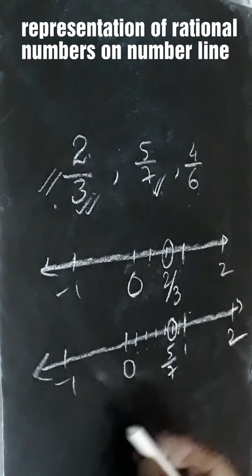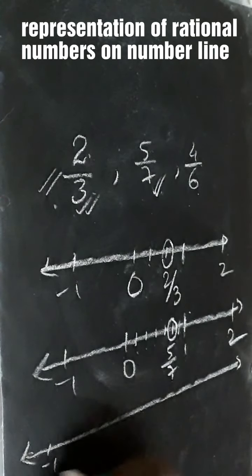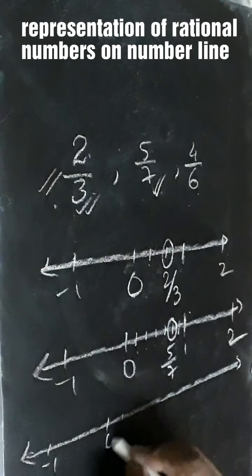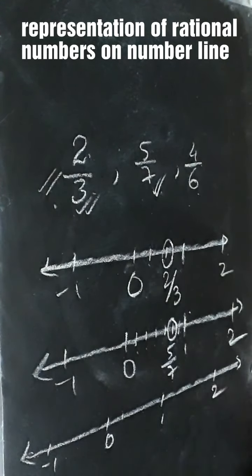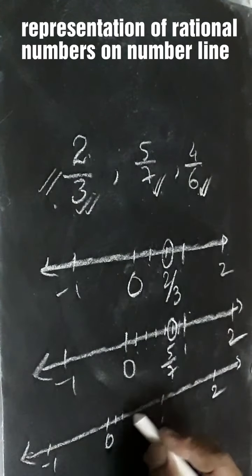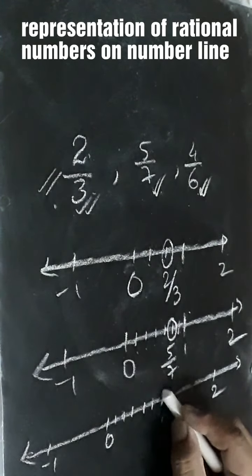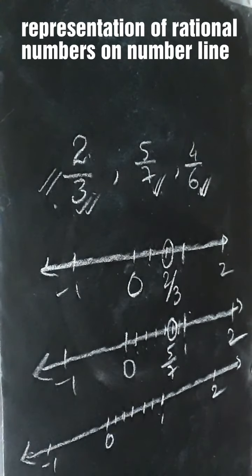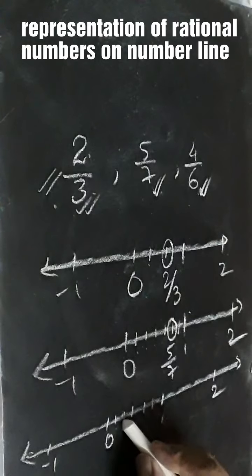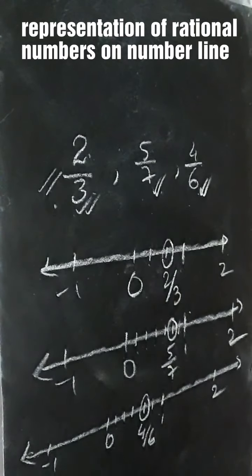Now we are going to see 4 by 6. We will take another number line for this. Again -1, 0, 1, 2 and so on. We have to divide 0 and 1 into 6 equal parts: 1, 2, 3, 4, 5 and 6. We have numerator 4 here: 1, 2, 3, 4. Then this will represent 4 by 6 on this number line. We have seen these three numbers represented on the number line.